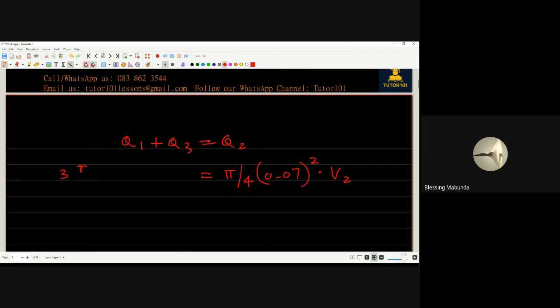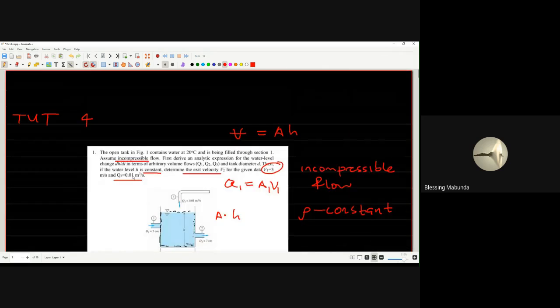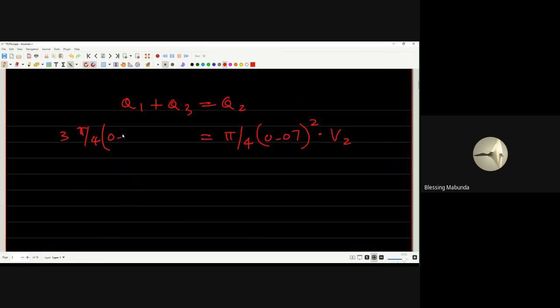That is 3 times pi/4 times 0.05 all squared, plus the value of Q3 that was given as 0.01. And from there, you can work out what V2 is. Just quickly work that out on your own, and let me know what you get.